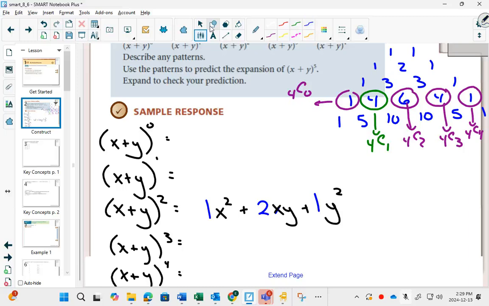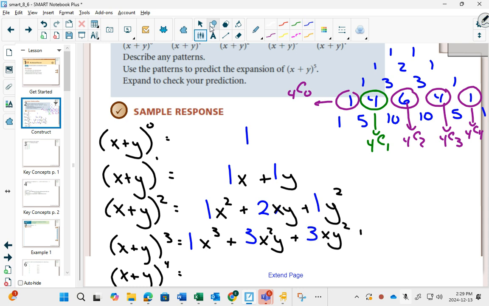Now, anything to the power 1, that's just itself, right? So this one would just be x plus y, and we really have 1x plus 1y. And what does an exponent of 0 do to something? Makes it equal to 1. And then when we get x plus y cubed, we're going to get 1x cubed plus 3x squared y plus 3xy squared plus 1y cubed.